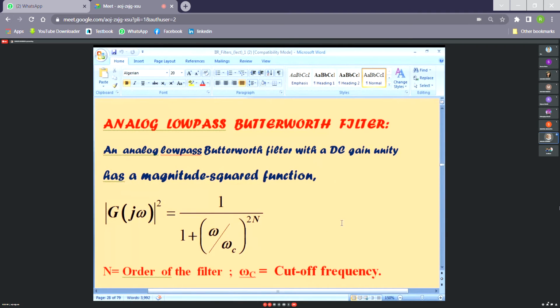Can you see the material? Visible, sir. Okay.